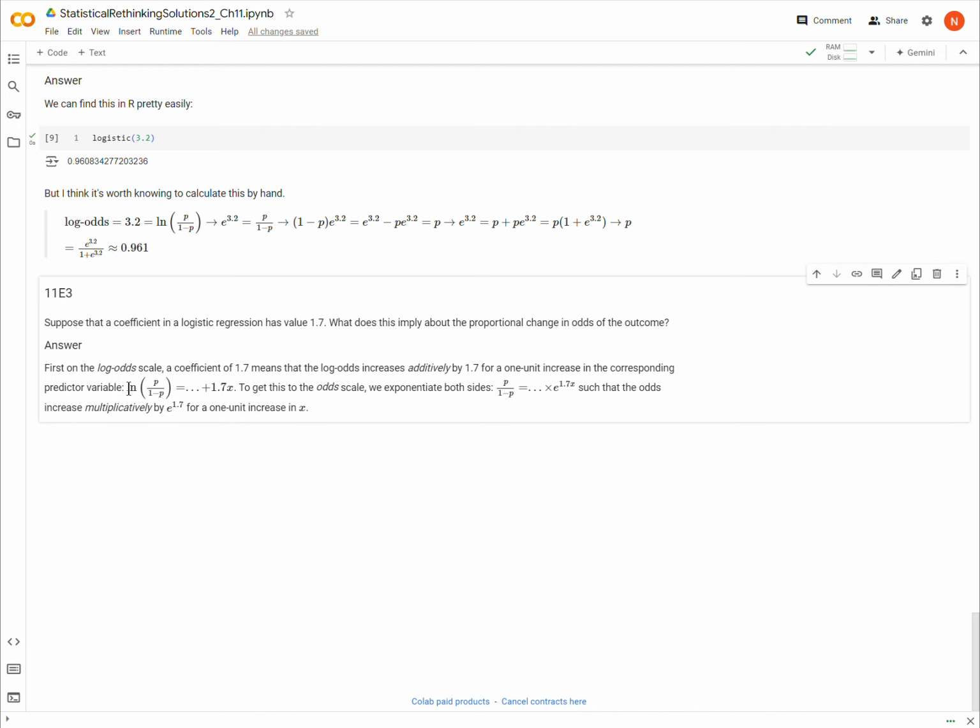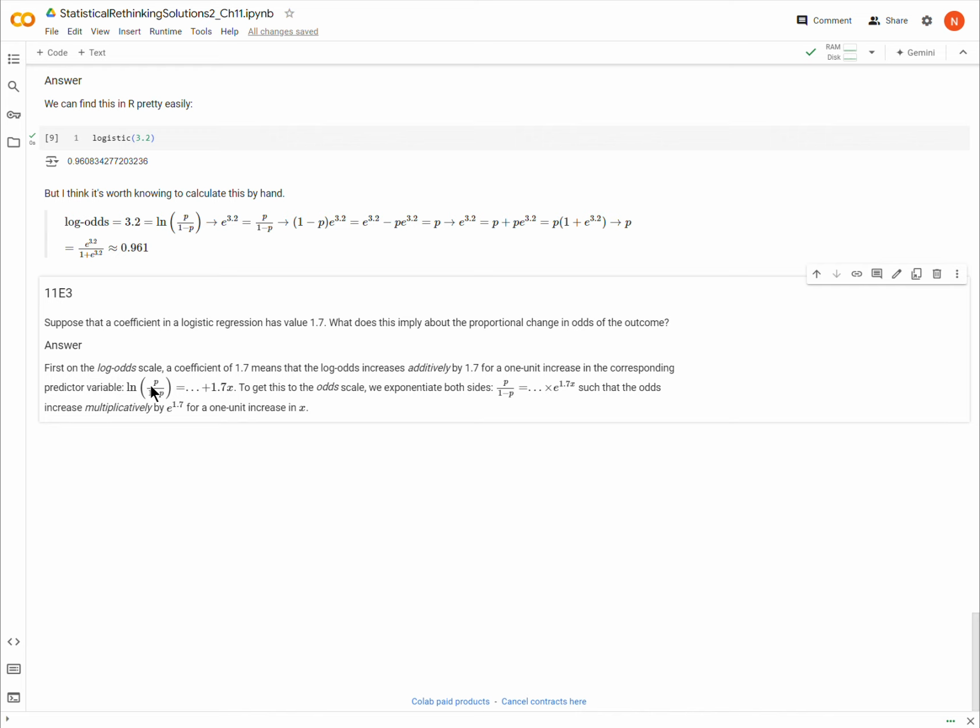In other words, our log odds would equal our linear predictor, and part of that linear predictor would be 1.7 times x. So our log odds would increase by 1.7x. But I think we're being asked about the odds scale, not the log odds scale. So in order to figure that out, all that we need to do is exponentiate both sides of this little mock equation.